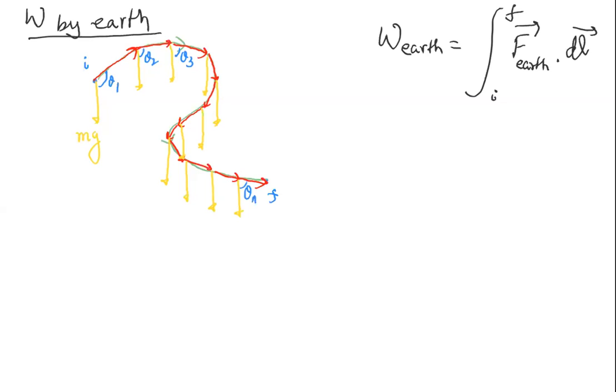So let me call this DL1, DL2, DL3, DLN. Okay. ये कर्व है किसका?